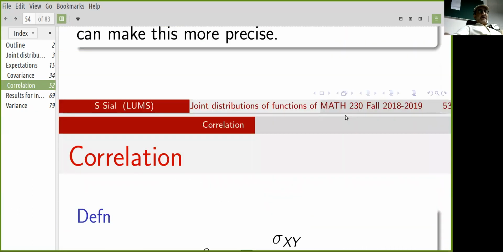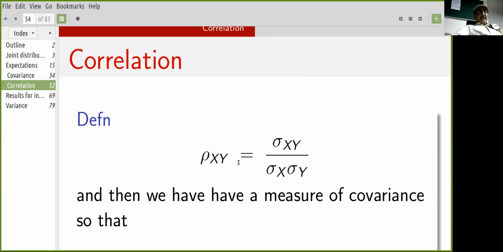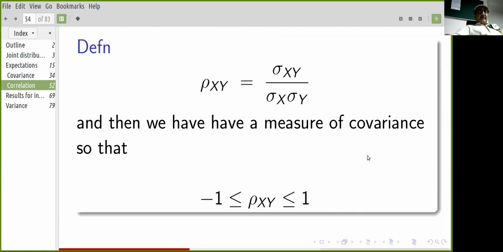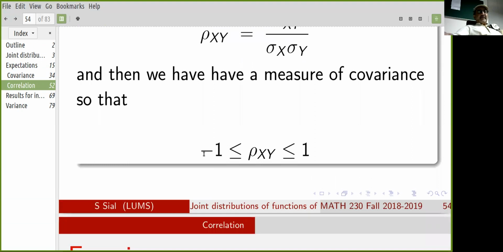So we come up with a new measure, which is called correlation. The correlation of x and y is equal to the covariance of x and y divided by the standard deviations sigma x, sigma y. So the correlation rho xy is equal to sigma xy divided by sigma x divided by sigma y. That's a measure of covariance, but it's normalized such that it lies between -1 and 1.